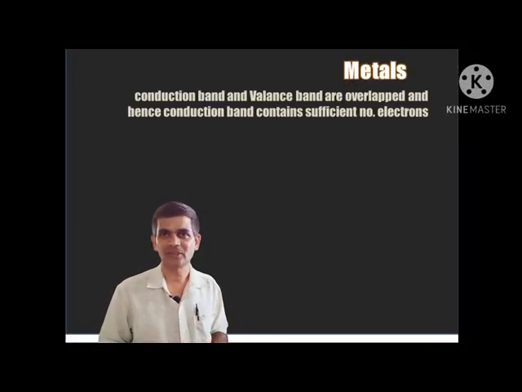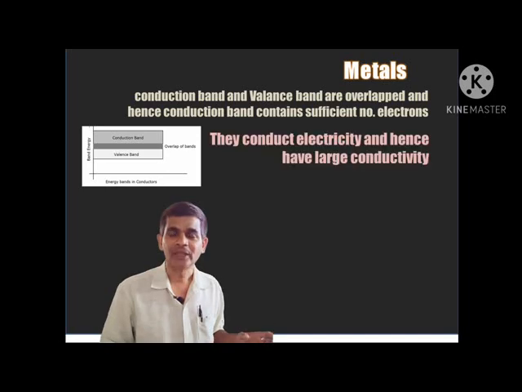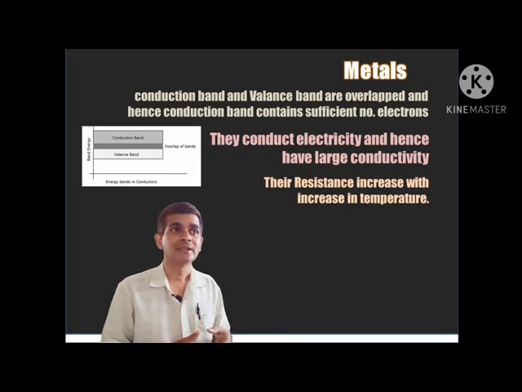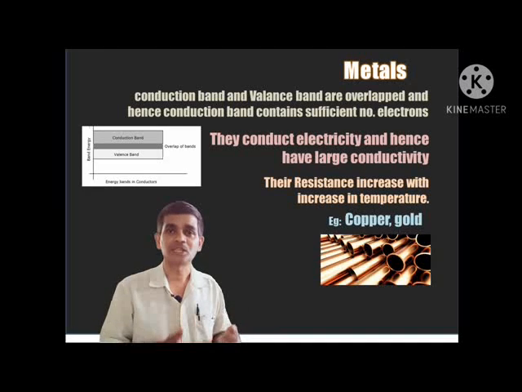And let us see the properties of these metals, insulators and semiconductors. You can observe here the metals. In the case of metals, this energy band diagram shows that the conduction band and valence band overlap. Hence, the conduction band contains a sufficient number of free electrons. There is a sufficient number of electrons available for conductivity, and due to that reason they conduct electricity or current, because enough free electrons already exist in the conduction band. But their resistance increases as the temperature increases, or I can say conductivity decreases as the temperature increases. Examples: copper, gold, silver, etc.